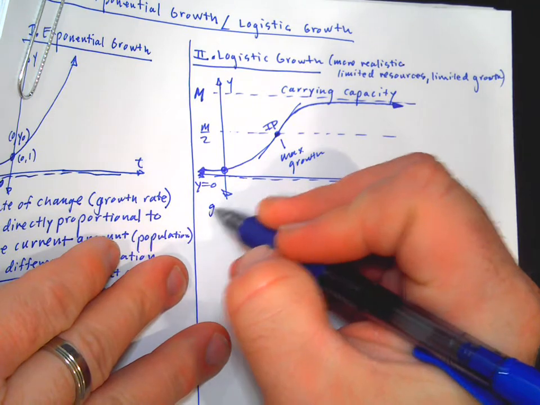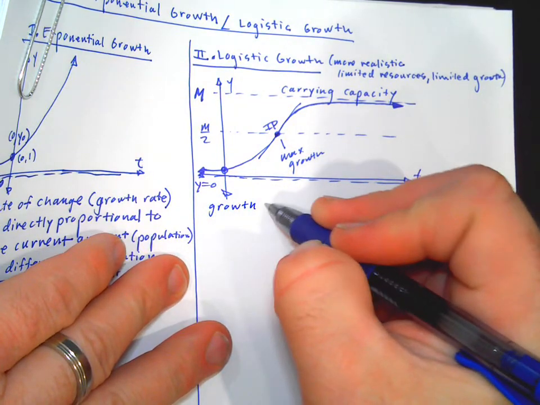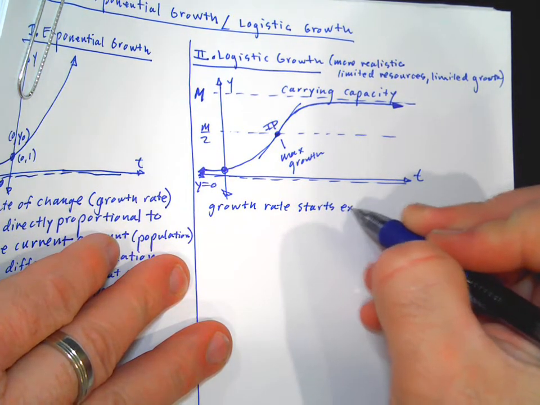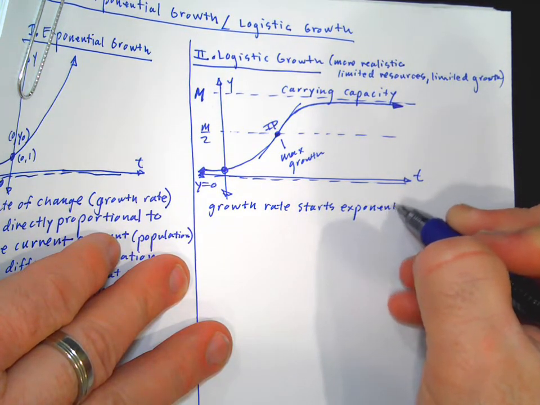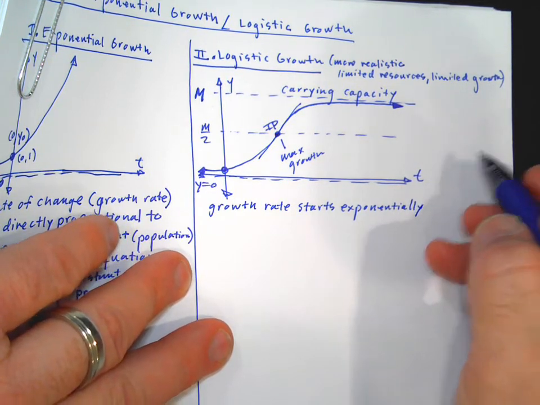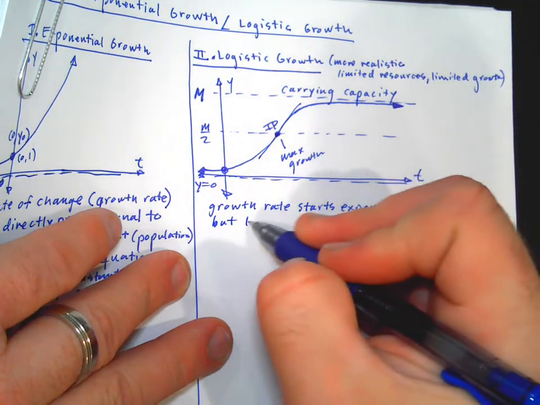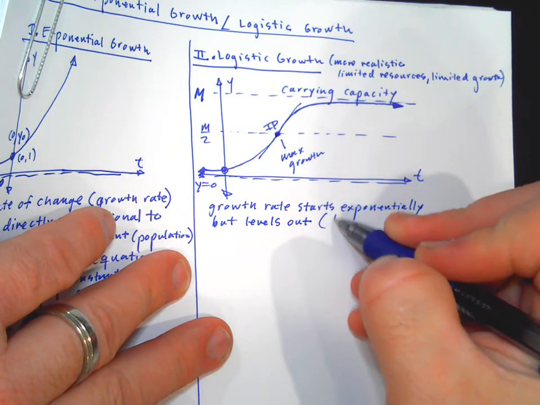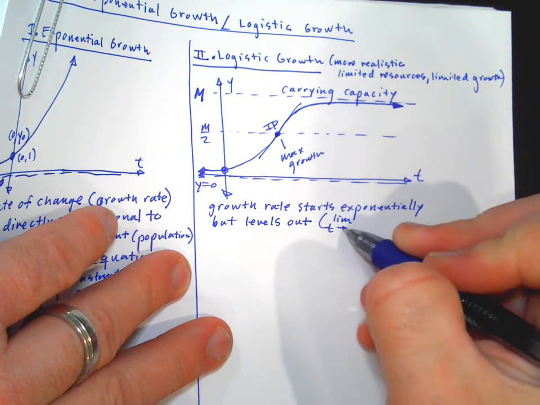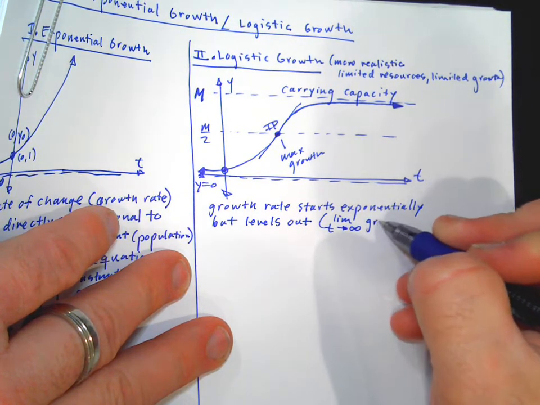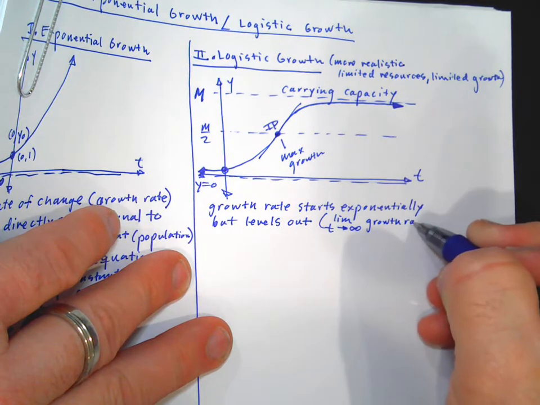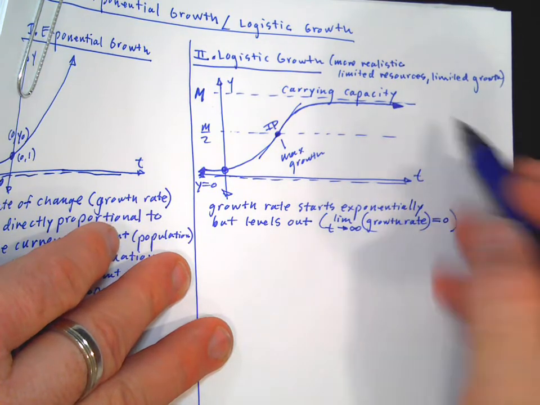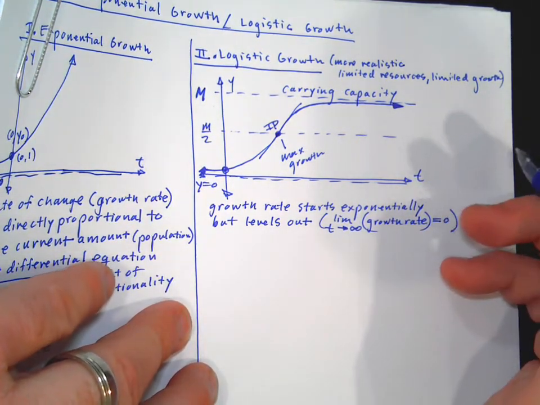the growth rate starts exponentially. But levels out. And a way that we could sort of describe that is that the limit as t goes to infinity of the growth rate goes to zero, right? The slope goes to zero.